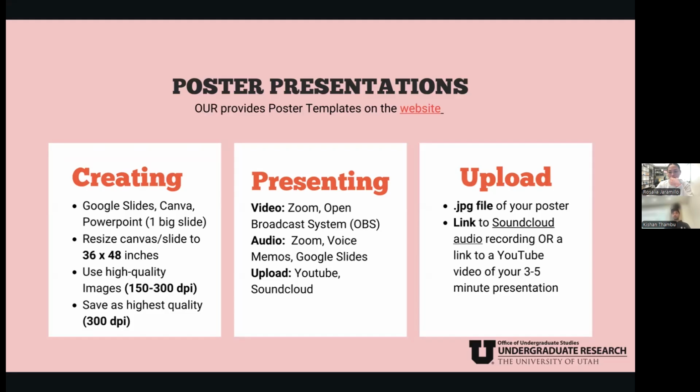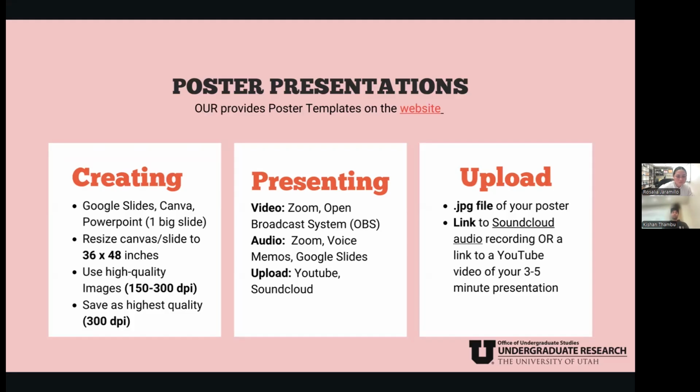When you're presenting for the fall symposium, when you're recording it, you can record it through Zoom. There's another software called Open Broadcast System, otherwise known as OBS. It's a little bit more complicated, but it does make using microphones and audio and the quality of your video a lot better than what Zoom would do. So I would recommend Open Broadcast System, but if it's like, oh, this is too much, then I would just stick with Zoom. And then if you're just doing an audio submission, you can again use Zoom, Google Voice Memos, or Google Slides has an option to record your own voice while you're presenting the slides.